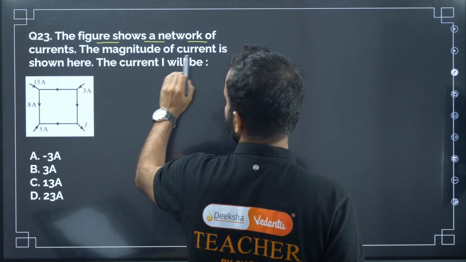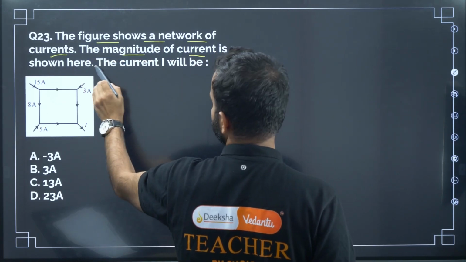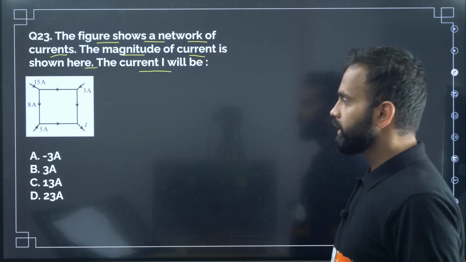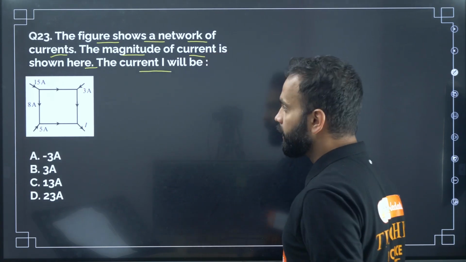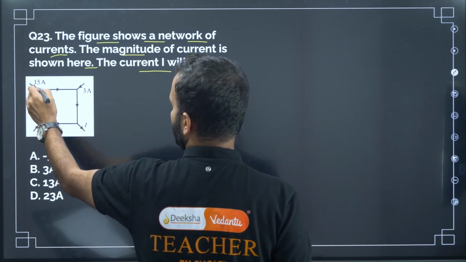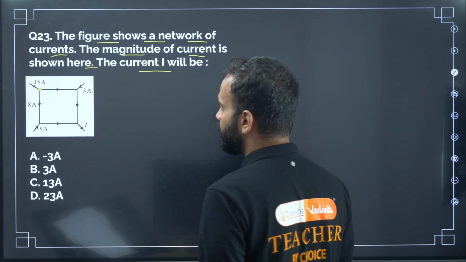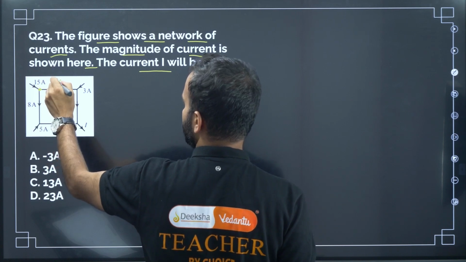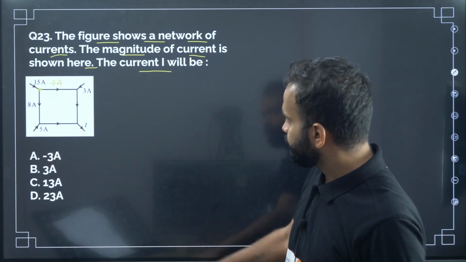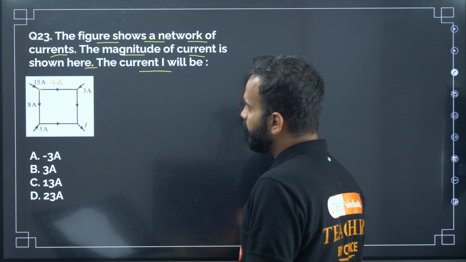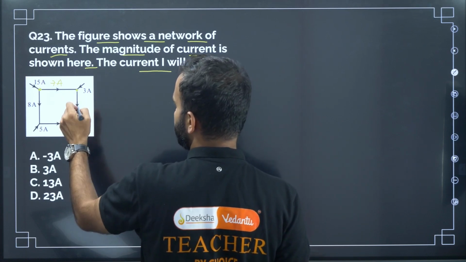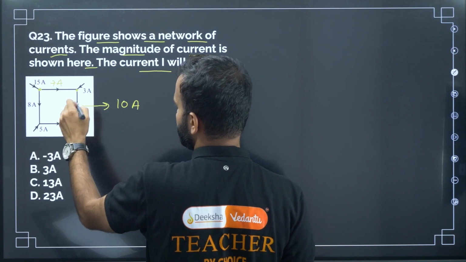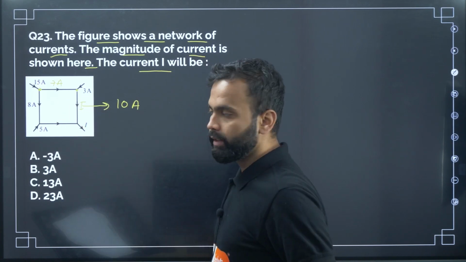The figure shows a network of currents. The magnitude of the current I will be? Simple question, apply Kirchhoff's current law. At this point 15 ampere will divide. Here 8 ampere, so the remaining will be 7 ampere. Now at this point 7 ampere and 3 ampere will add up, so there will be 10 ampere current in this wire.